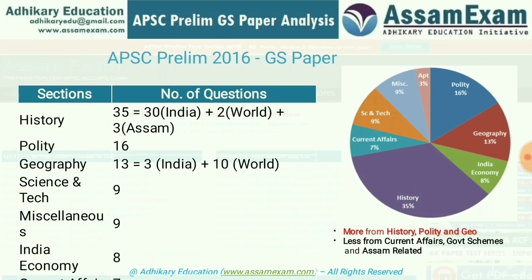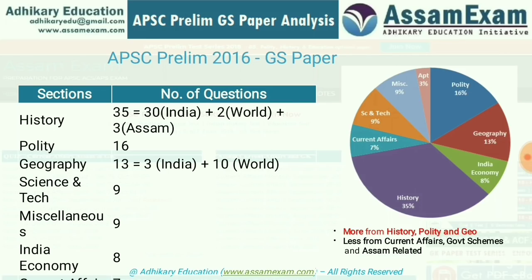We will move to the 2016 prelims. What happened in the 2016 prelims? I didn't go into the depth of distinguishing Assam and India subjects. So in history altogether, 35 questions out of 100 came. If our cutoff is 60% or 65%, half of the questions needed for the cutoff can be answered from history itself.